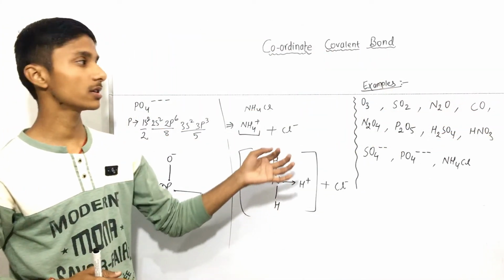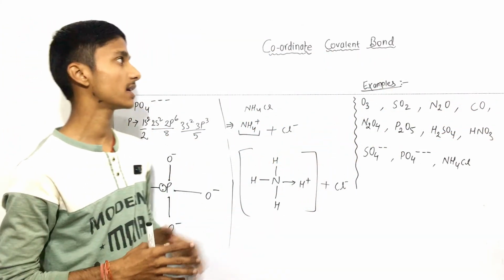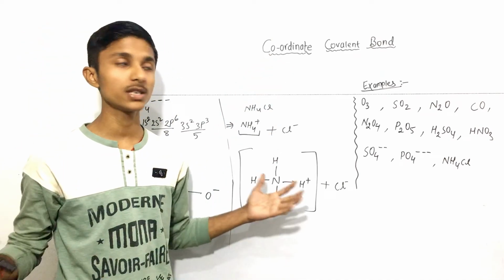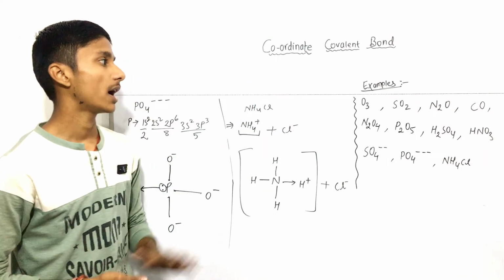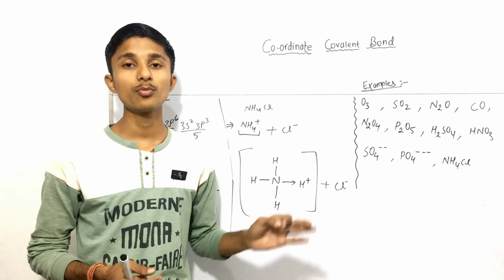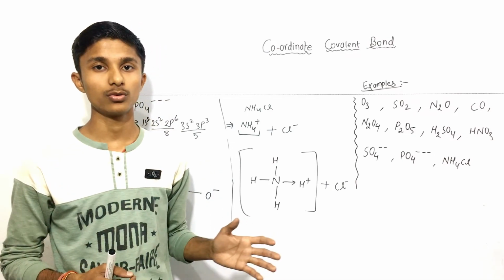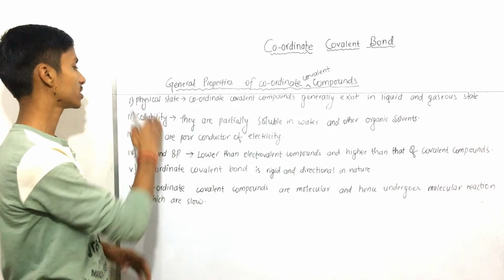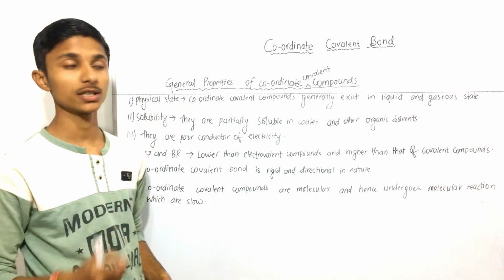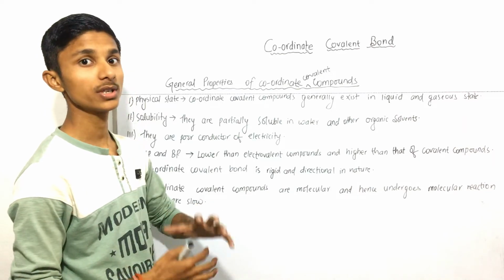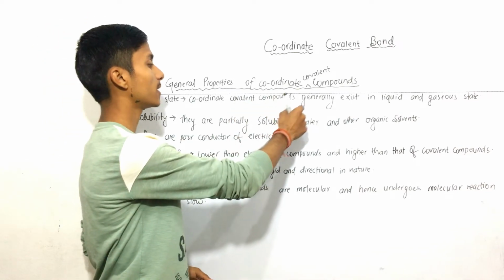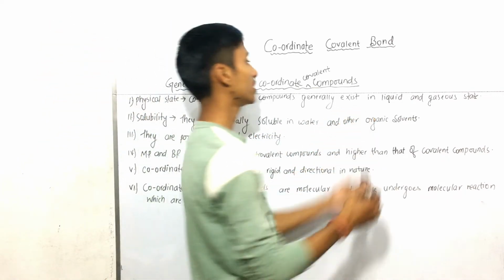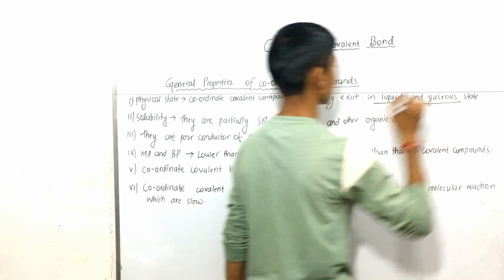So we have taken all these as examples to understand the formation of coordinate covalent bond very clearly, and now we have the concept of coordinate covalent bond. At last, we discuss the general properties of coordinate covalent compounds. First, physical state. How do they exist? Coordinate covalent compounds generally exist in liquid and gaseous state.